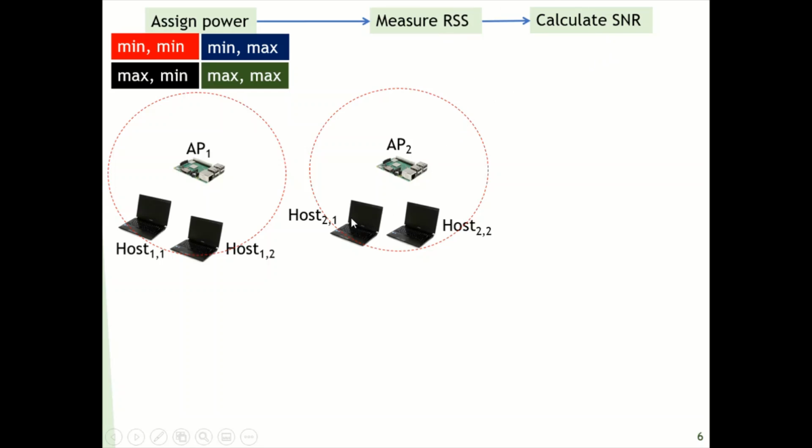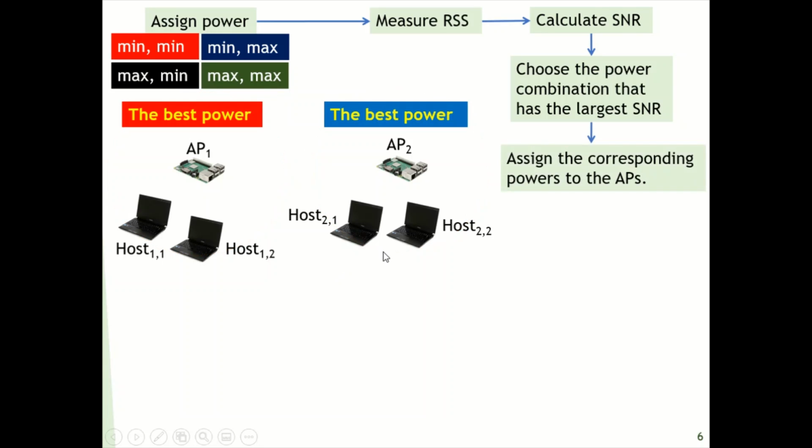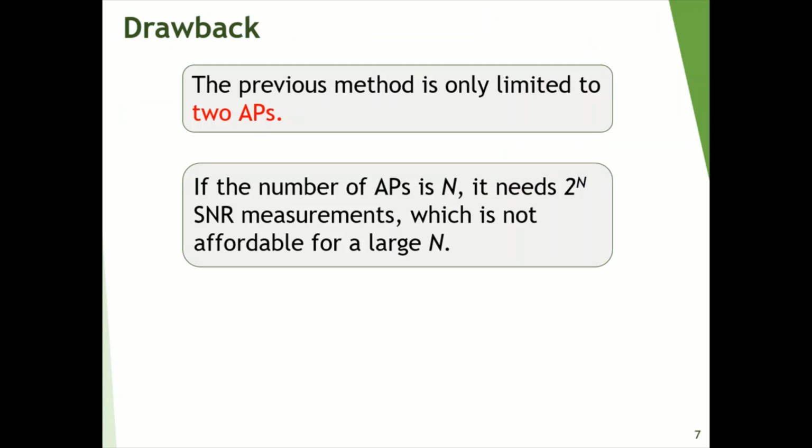After all combinations are complete, we choose the power combination that has the largest SNR. Then we assign the corresponding powers to the APs. However, this is the drawback of the previous method. The previous method is limited to 2 APs. If the number of APs is n, it needs 2 to the power n SNR measurements, which is not affordable for a large n.